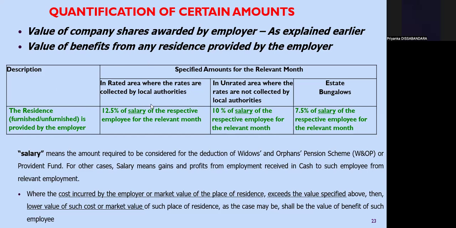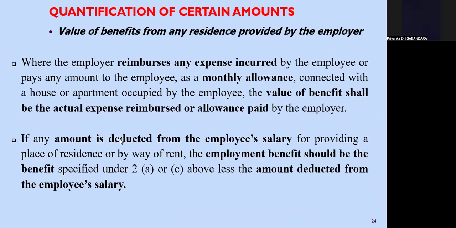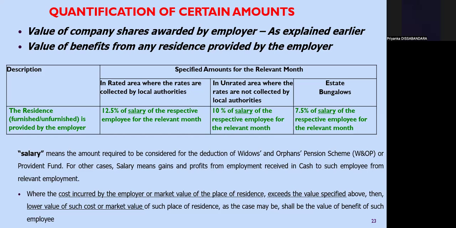For the purpose of this calculation, we have interpreted the term salary. What is the meaning of salary? That term is very important. Salary could mean basic salary or gross salary, or there are a lot of types of salaries. In this case, salary means the amount required to be considered for the deduction of WNOP. WNOP means Widows and Orphans Pension Scheme, or Provident Fund.